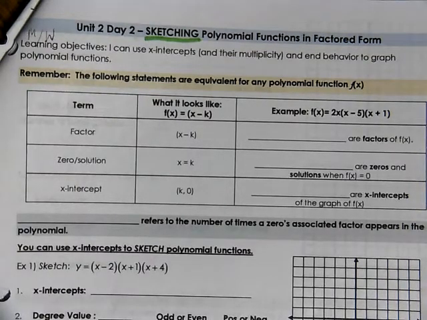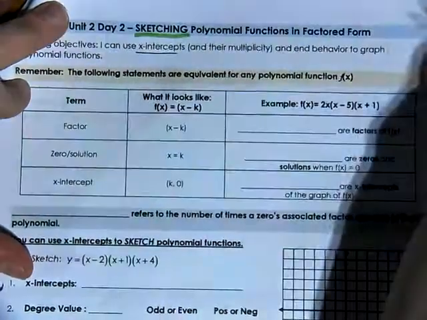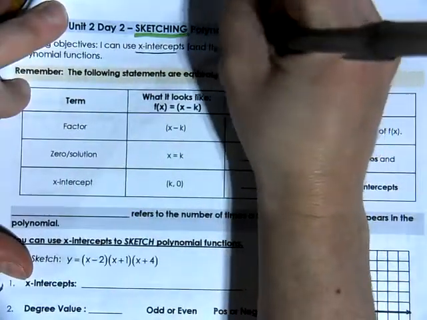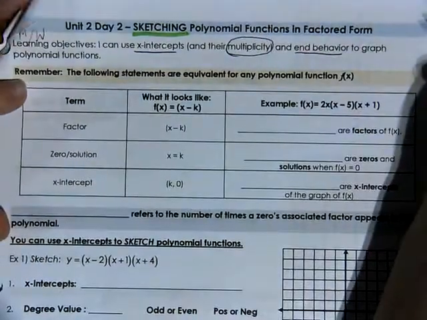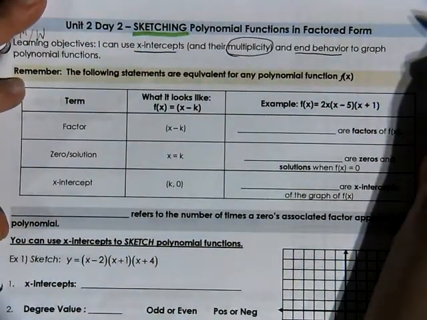going to be exact. Our learning objective for today is for you to be able to say, I can use x-intercepts and their multiplicity and end behavior to graph polynomial functions.